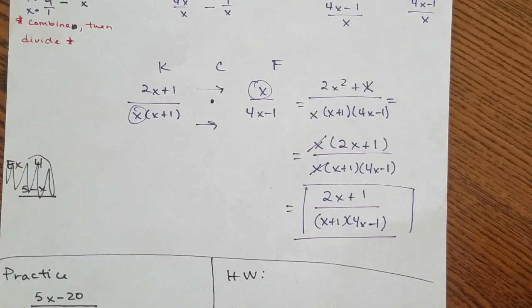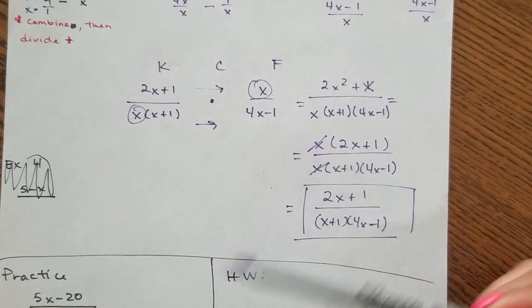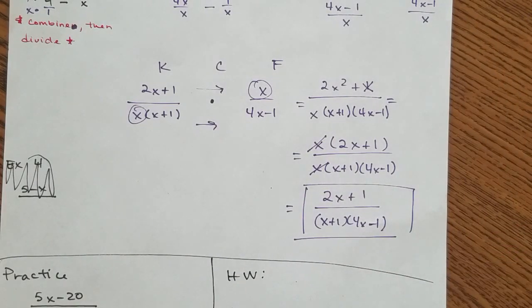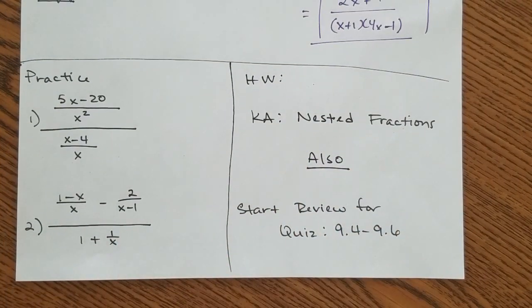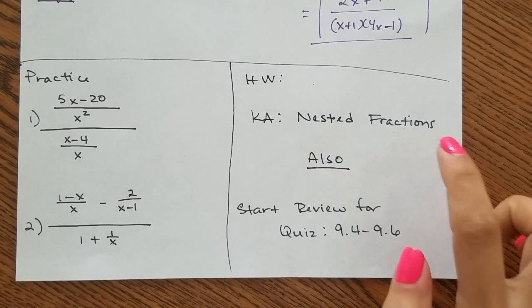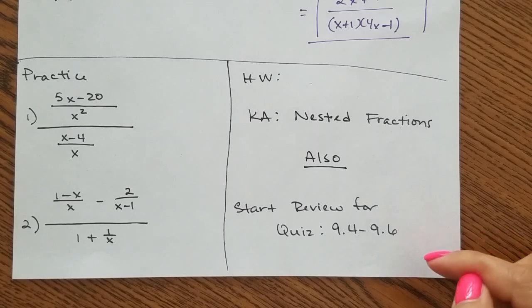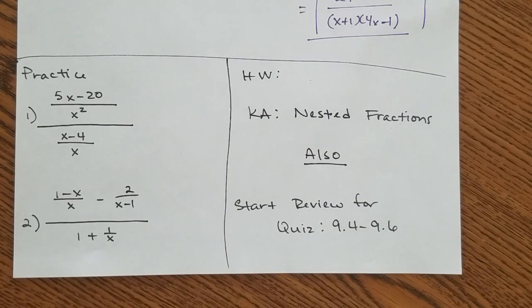Okay, so nothing too difficult. It can get kind of messy if you're not careful. It is a little tedious, but it's nothing that we haven't covered, so you should be okay with this. I have 2 practice problems for you here. I suggest that you do them. Also, the Khan Academy that you'll need to do for this one is the nested fractions, and we'll be starting our review for the quiz after this section. So if you have any questions, let me know. Otherwise, I'll see you in class.